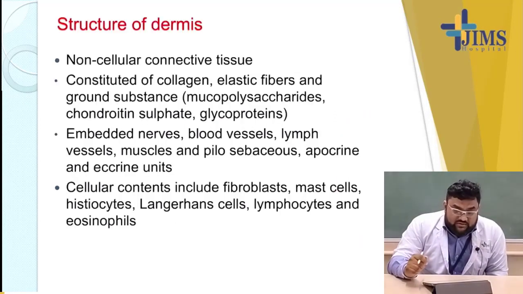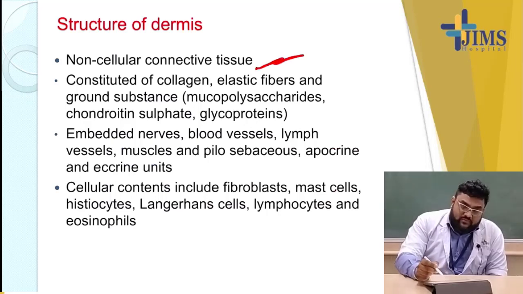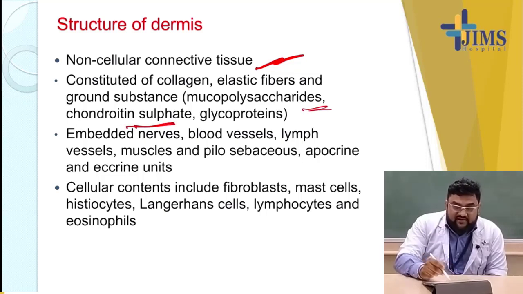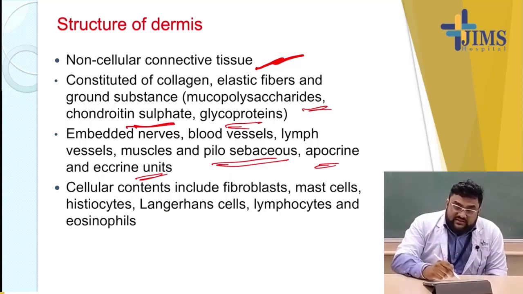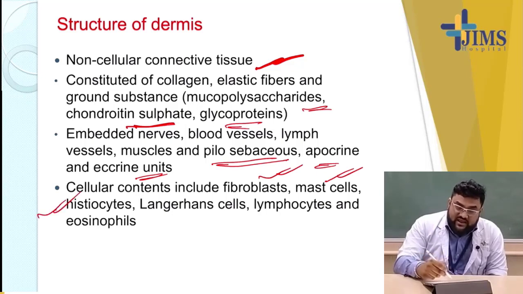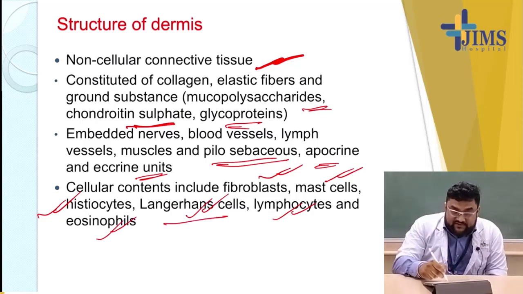What is the structure of the dermis? It is a non-cellular connective tissue. It is constituted of collagen, elastic fibers, and ground substance, mainly mucopolysaccharides, chondroitin sulfate, and glycoproteins. It has embedded nerves, blood vessels, lymph vessels, muscles, and pilosebaceous units, the apocrine and the eccrine units. The cellular content includes fibroblasts, mast cells, histiocytes, Langerhans cells, lymphocytes, and eosinophils. Now these Langerhans cells are present both in the epidermis and the dermis.